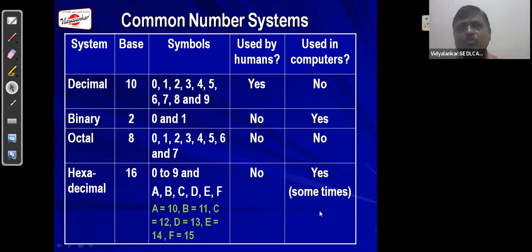The hexadecimal number system is extensively used in microprocessors. In semester 4, you will study a subject called microprocessor, and you will again meet me in semester 4 for it. When we program a microprocessor, we extensively use the hexadecimal number system, and you will see that in the subject of microprocessor. That is the answer to Harsh.